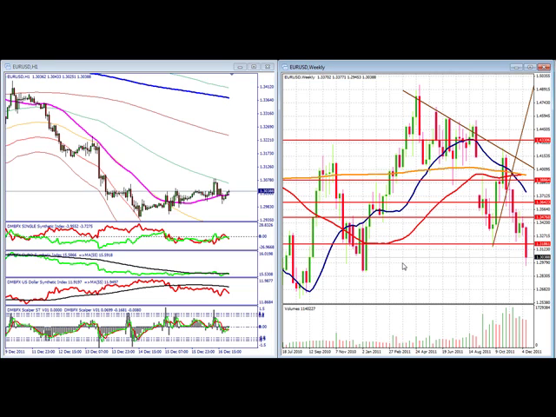What's going to move us? What's going to move the euro? What's going to move the dollar? We had the FOMC policy statement this week. The dollar strengthened a little bit off of that, but again, the stability of the euro is definitely in question.